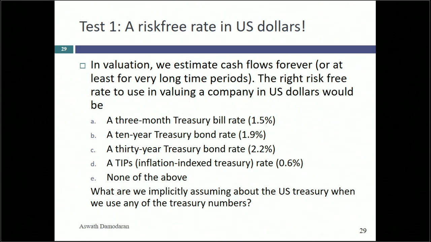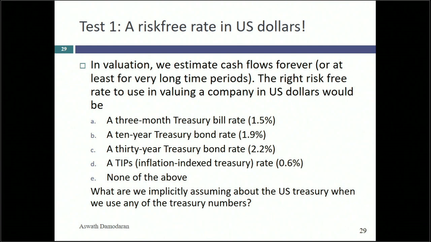Let's start with a very simple scenario. Let's suppose you're valuing a company and you've estimated cash flows forever. You're saying, how do I do that? For a very, very long time. If you don't like forever, just for a very long time. You've done them in US dollars. So basically, you projected cash flows in US dollars for a really long time horizon. And you want a risk-free rate to use to discount those cash flows. And I'm going to give you some choices, and I want you to think about it and tell me which of those choices is the best one.